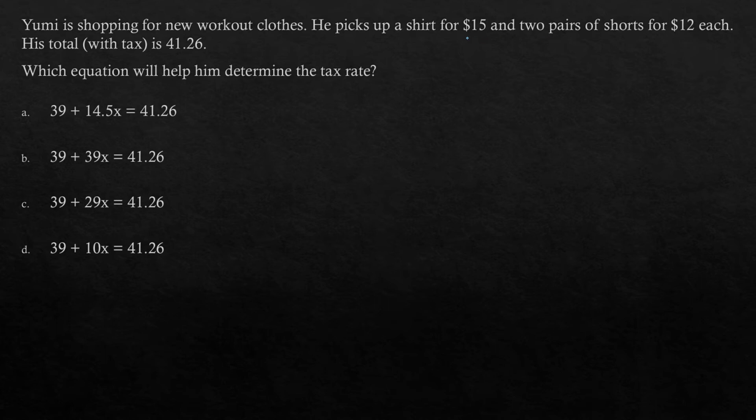Alright, so he pays $15 for his shirt and 2 pairs of shorts that are $12 each. So 15 plus 12 plus 12. That's where they get this 39. That's where that 39 is coming from.